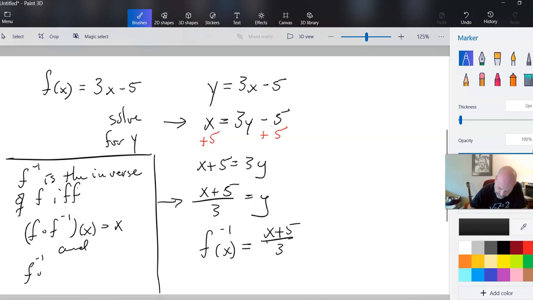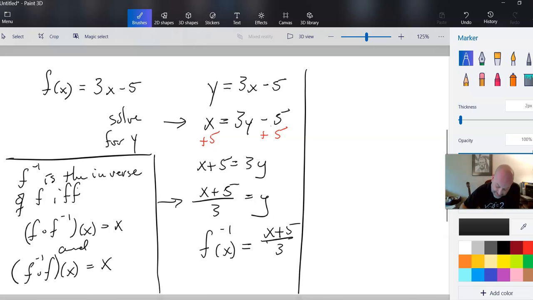F inverse composed with f of x is also equal to x. Now we saw that in the last couple examples we did in the last lecture, right? We saw a couple of things that when we composed them, we got x back. What that means is that those were inverse functions of each other. All right, so let's test this.